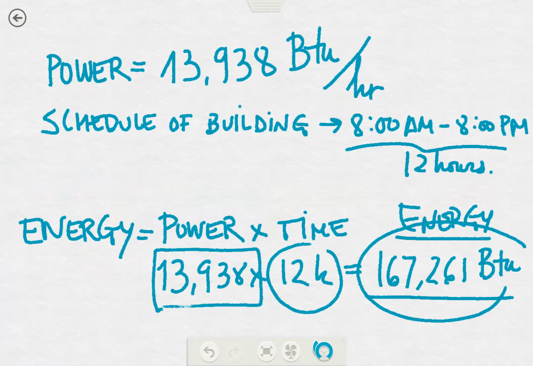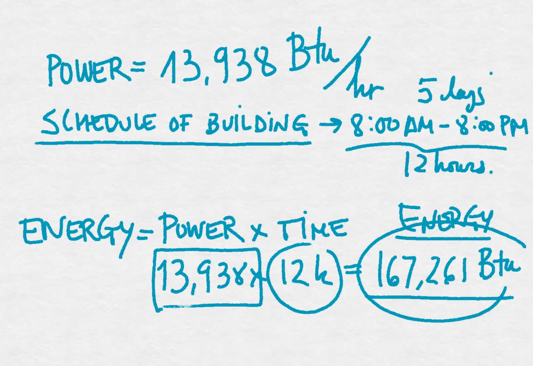Okay, so the schedule of the building is a decision of the client. So we have to ask what the schedule of the building is. If it's every day from 8 a.m. to 8 p.m. and we don't have this on the weekends, so that will run only for 5 days, for example. Okay, this is not our decision. We have to talk to the client.